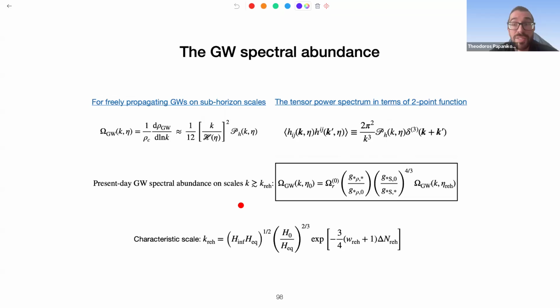Here we need to stress that we have a characteristic scale in our problem at hand, since we consider only modes which cross the cosmological horizon during the post-inflationary era. So we study gravitational waves induced by vector modes which are generated and cross the horizon during the post-inflationary era. In this way, our characteristic scale at hand is k reheating, which is the scale crossing the horizon at the end of the post-inflationary era, which depends on our free parameters, H inflation, w reheating, and delta N reheating.